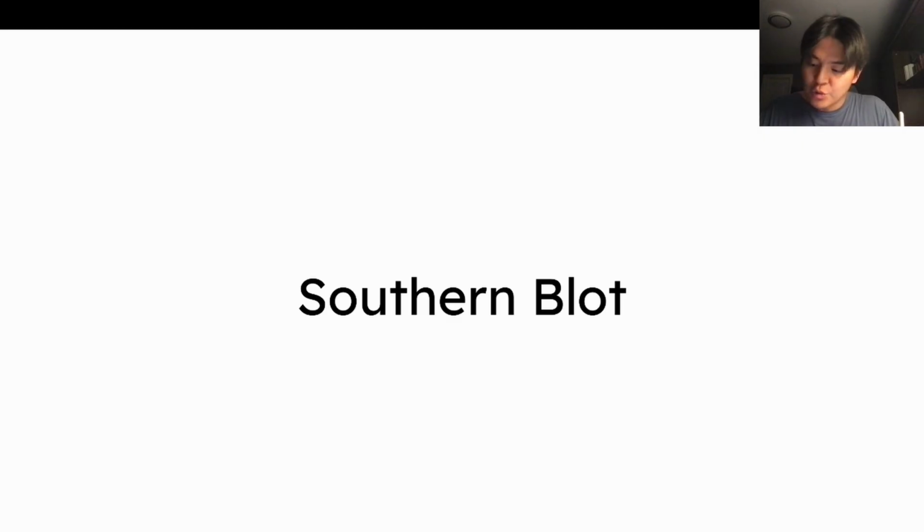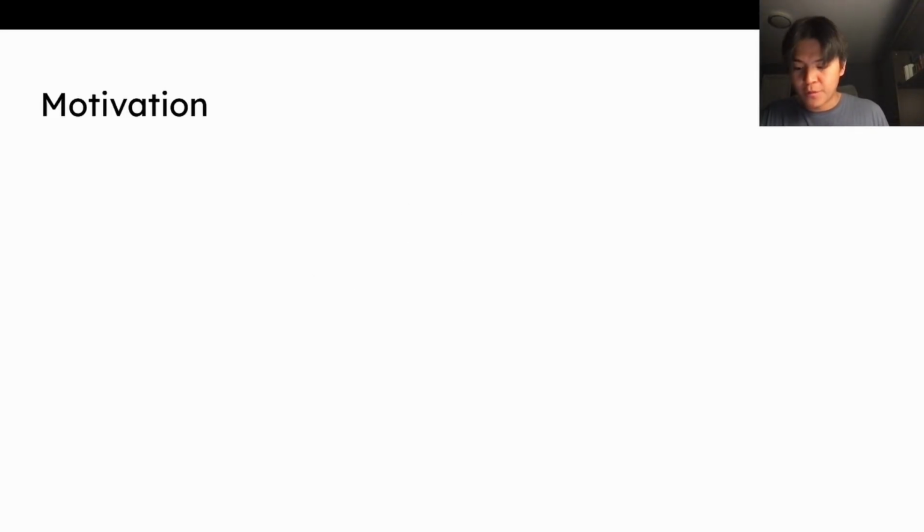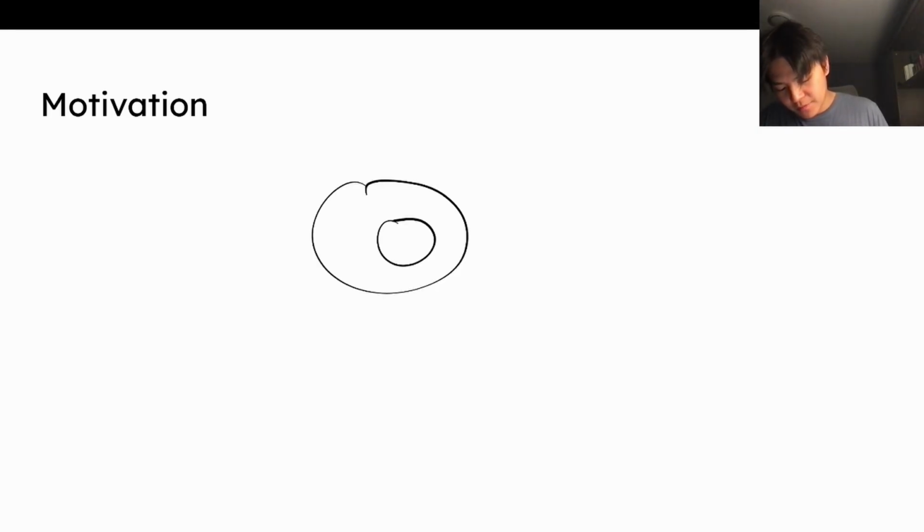Now let's go to the Southern blot. And the Southern blot is a little different, and this concerns DNA. Okay, so we'll start with our motivation. Imagine we have a big genome, right? Let's say we have a cell here, and this is a huge cell with a bunch of genes. Let's say we want to figure out if this cell has a specific gene, let's say gene A, right?